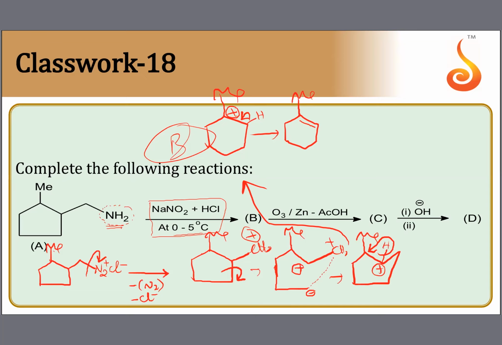Then what is happening next? Ozonolysis in the presence of zinc acetic acid. Reductive ozonolysis, nothing but reductive ozonolysis. So during the reductive ozonolysis, what can we do? Just break the double bond, keep O here, O here. Then one side will become ketone, the other side will become aldehyde. Yes, ketol is obtained.